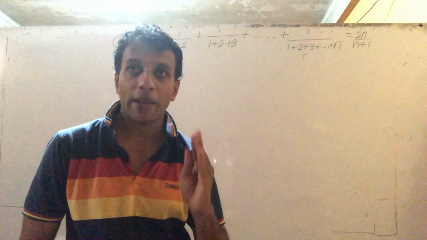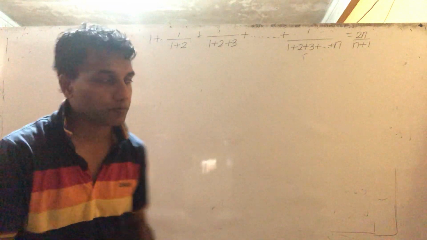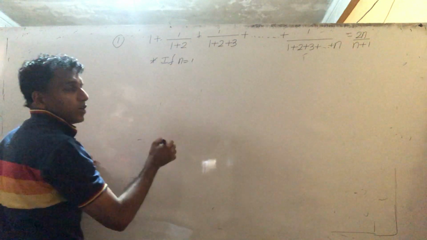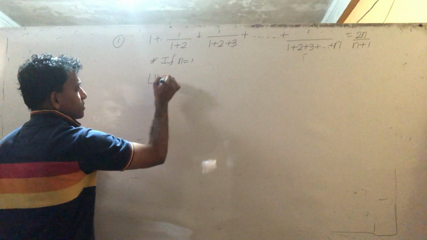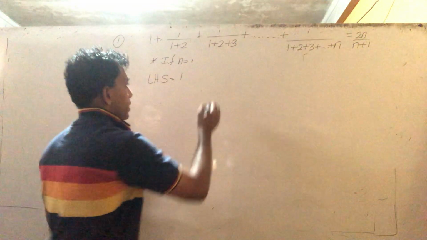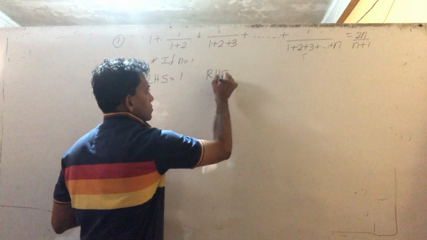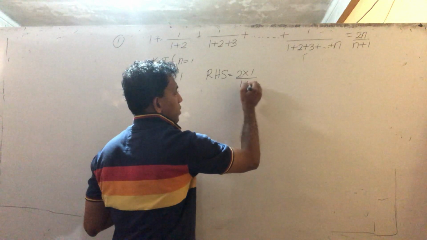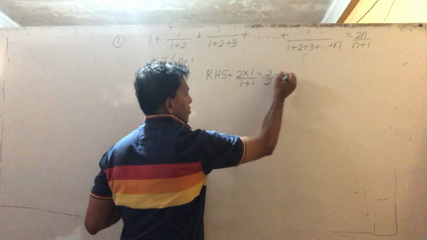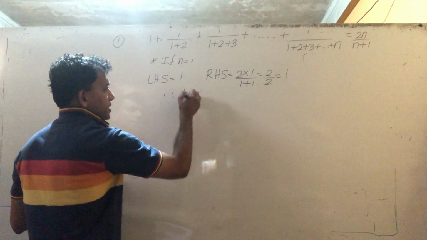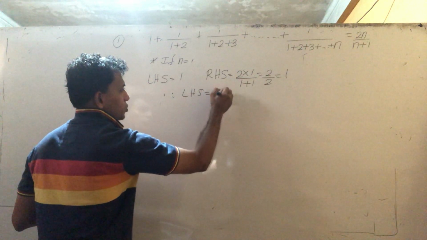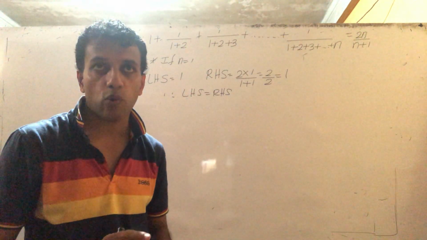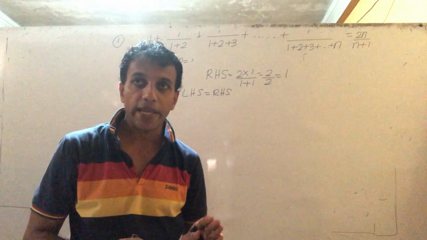So you know there are 3 steps of proving by mathematical induction. First you show it is true for n equal 1. So first point, if n equal 1, what is the left hand side? LHS is 1. What is the right hand side? RHS: here in the answer put n for 1. 2 times 1 over 1 plus 1, that is 2 over 2, therefore 1. Therefore LHS equal to RHS, both sides same. Then write a sentence: the given statement is true for n equal 1.